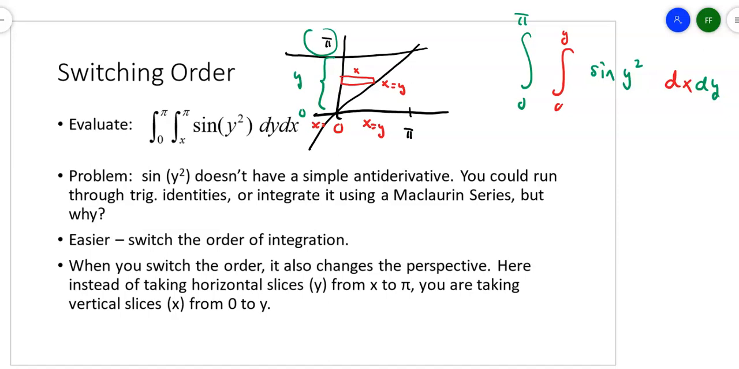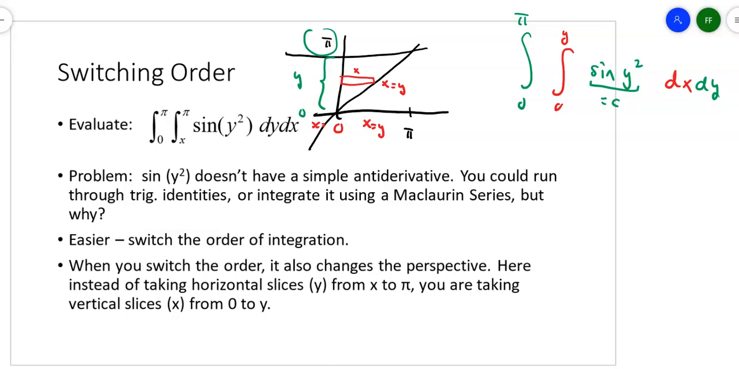How is this easier? Well, this is easier because now I don't need a Maclaurin series for it. When I integrate the first round with respect to x, it's just going to pop out an x in front of that sine of y squared, because now the sine of y squared is basically just a constant if I'm integrating with respect to x.